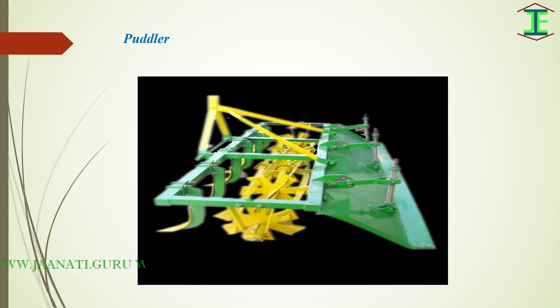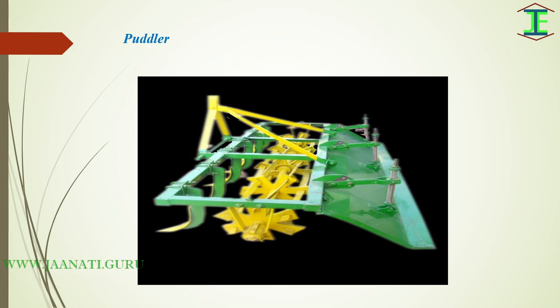Puddler. A puddler is an implement which is used for churning the soil in standing water. It is used for rice fields, paddy fields. This puddler breaks the clods and also churns the soil. It kills the weeds and also mixes them with the soil. This puddling operation is done in standing water of 5 to 10 centimeter depth. And the mostly used puddler is in the range of 30 to 40 kg. So this is one type of puddler.